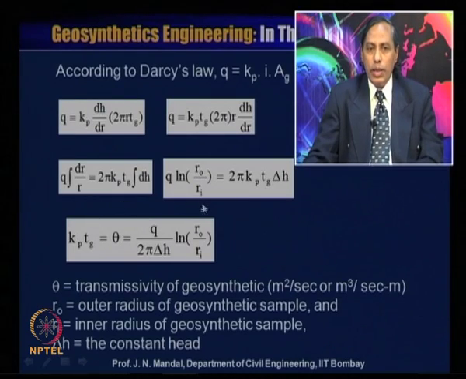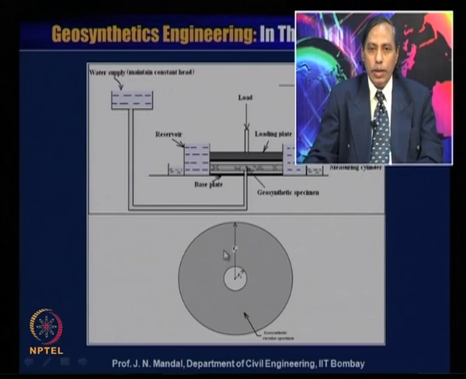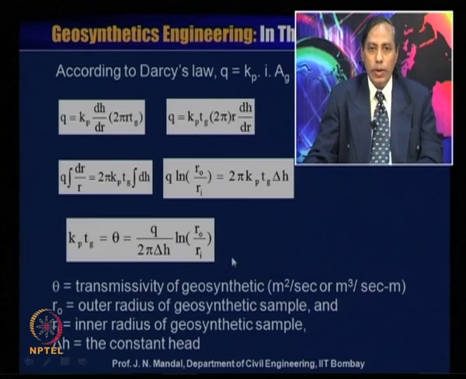So, it lies between the inner radius of the geosynthetic sample, that is Ri, to R0. So, you can write Q into ln R0 by Ri, where R0 is equal to the outer radius of the geosynthetic sample and Ri is equal to the inner radius of the geosynthetic sample. So, Q into ln R0 by Ri is equal to 2 pi Kp Tg into delta H. So, Kp into Tg, that is theta, is equal to Q by 2 pi delta H ln R0 by Ri.